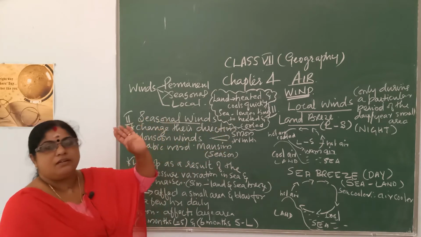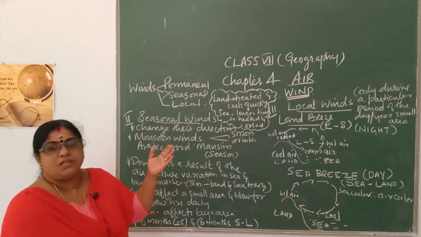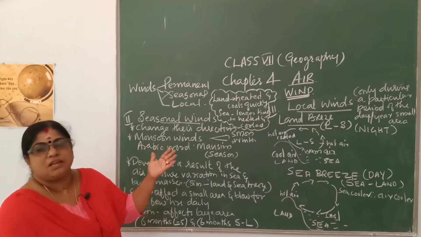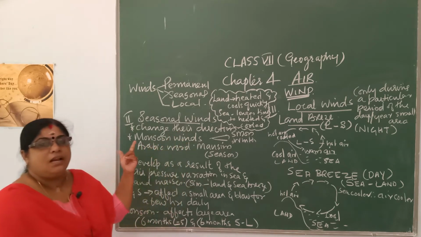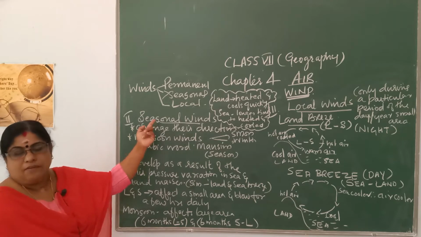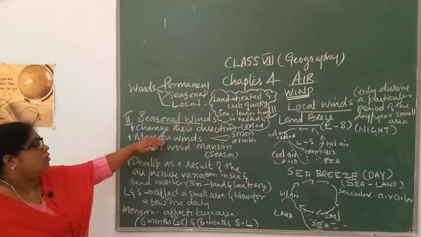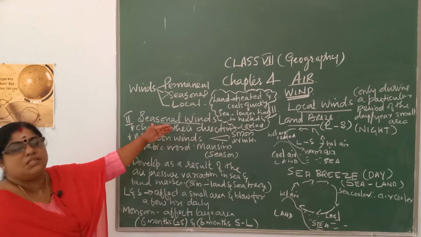So, already we had learnt the first one, permanent winds, its classification as trade winds, westerlies and the polar winds. Now, you will be moving on to the next one, seasonal winds. From the word itself you will be knowing what seasonal winds are. Seasonal winds are winds which change their direction according to seasons. In different seasons these winds keep on changing their direction.